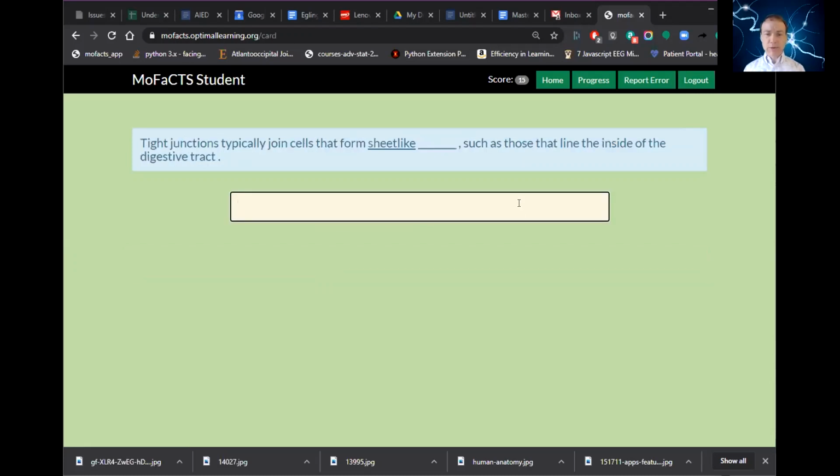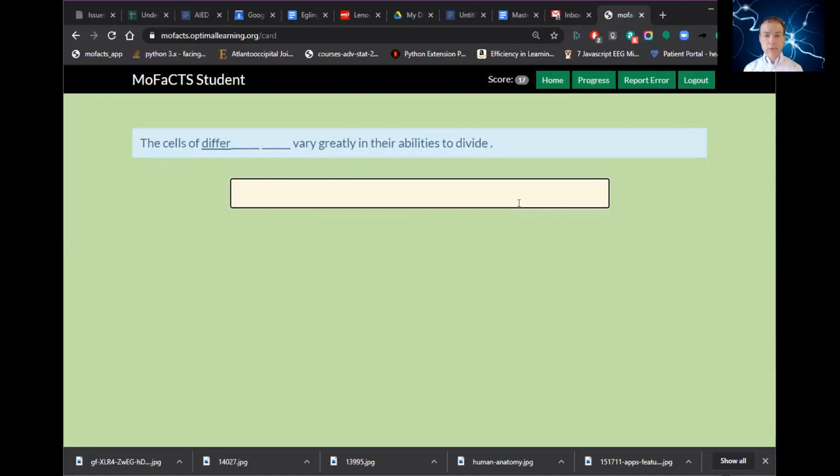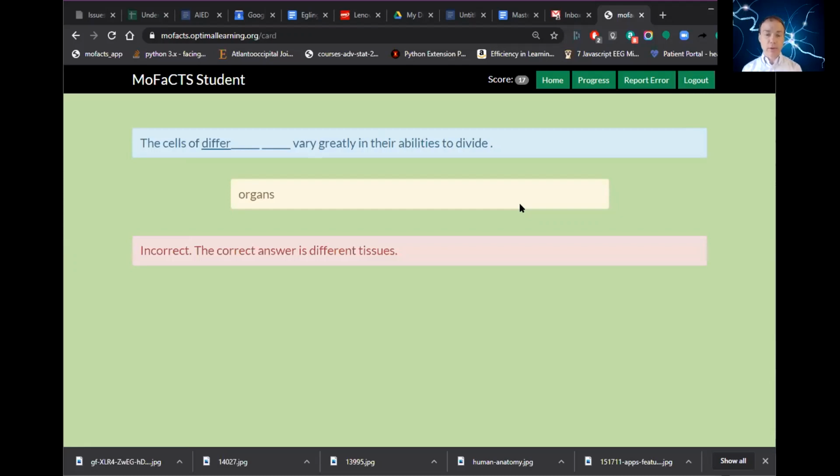Tight junctions typically join cells that form sheet-like layers. Epithelium covers the body surface and organs, forms the inner lining of body cavities. The cells of different tissues vary greatly. Organs, maybe? It seems like organs. Okay, tissues. Organs are composed of tissues. Yeah, I suppose that makes more sense. Tissues, that is.